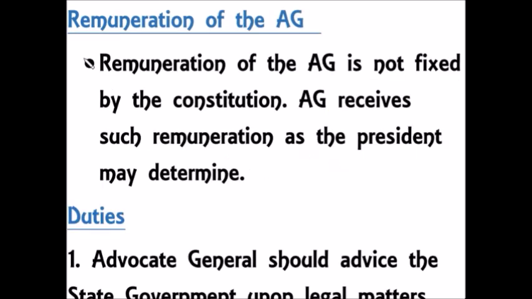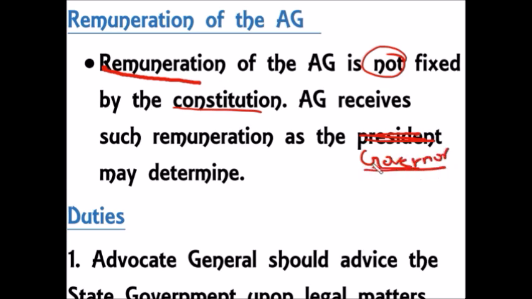Who decides on the remuneration of the Advocate General? The post of Advocate General is established by the Constitution, but the removal procedure and remuneration are not fixed by the Constitution. So, Advocate General receives such remuneration as the Governor may decide. For Advocate General, the Governor decides the remuneration. For the Attorney General of India, the President of India decides the remuneration.